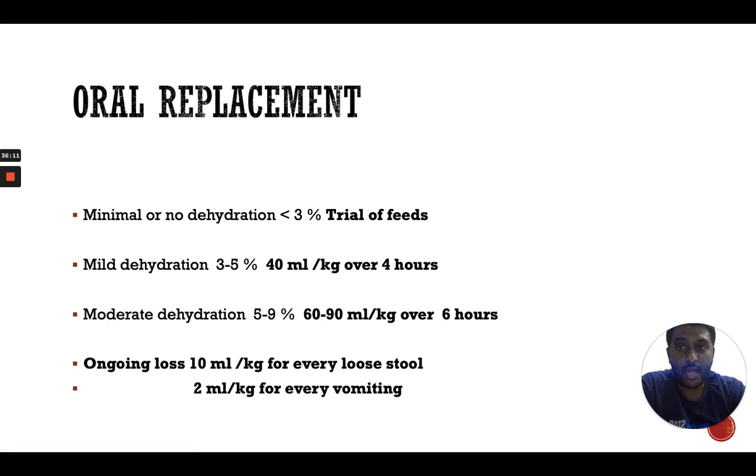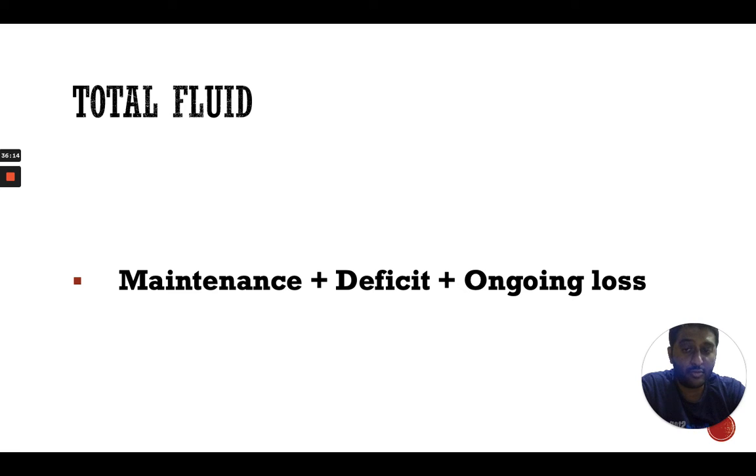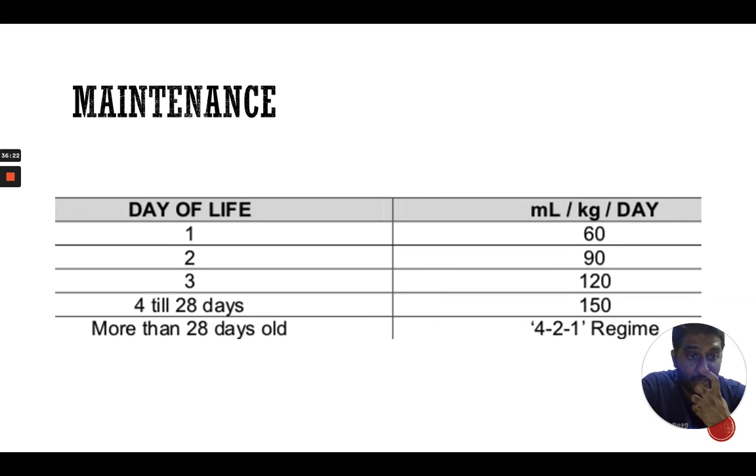All right. So total fluid will include, as I said, your maintenance, your deficit, and also your ongoing loss. So how to calculate maintenance? To calculate maintenance for a newborn 1 day old, the maintenance is 60 ml per kg per day. This is for 24 hours, and until they reach 4 days, you can use this table: 60, 90, 120, 150.